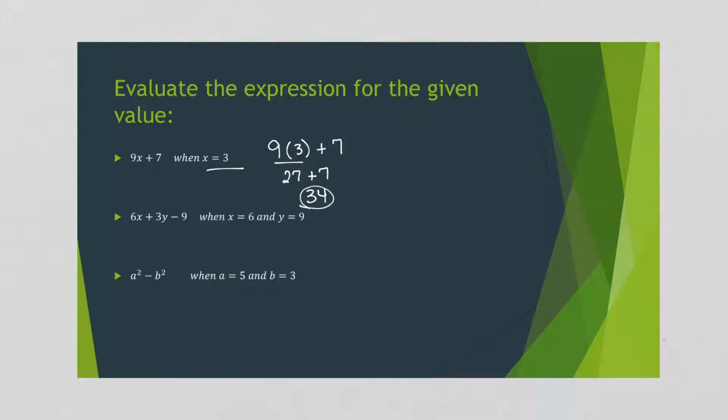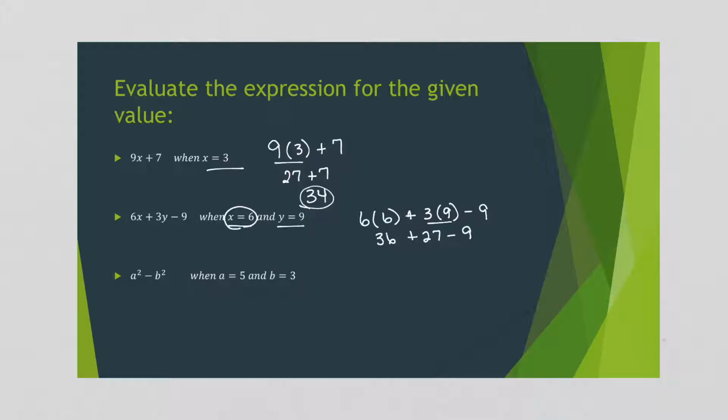Now we're going to substitute for x and for y. So I'm going to do 6 times, now remember right here, x is 6, so 6 times 6 plus 3 times 9 minus 9. And I'm going to multiply. 6 times 6 is 36. 3 times 9 is 27 minus 9.